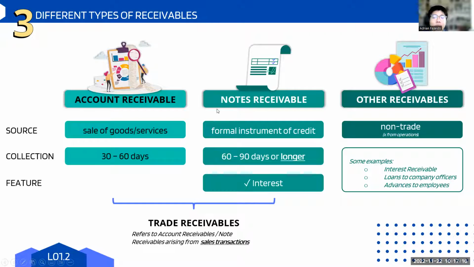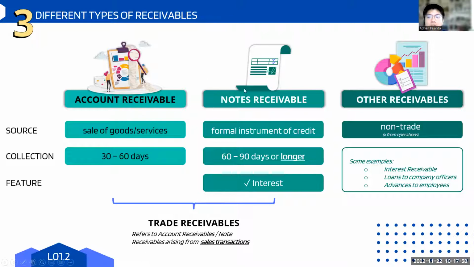So clear. Now, let's focus on the three different types. So AR and NR represent your trade receivables, and your other receivables, you have different examples. Let's first focus on AR. So the source of AR would typically be when you sell goods or services. Remember in inventory, when it's a credit sale, then the journal entry would be debit AR, credit sales revenue. Usually, the collection of an accounts receivable would range around 30 to 60 days. Okay? And then AR usually has no interest, right?